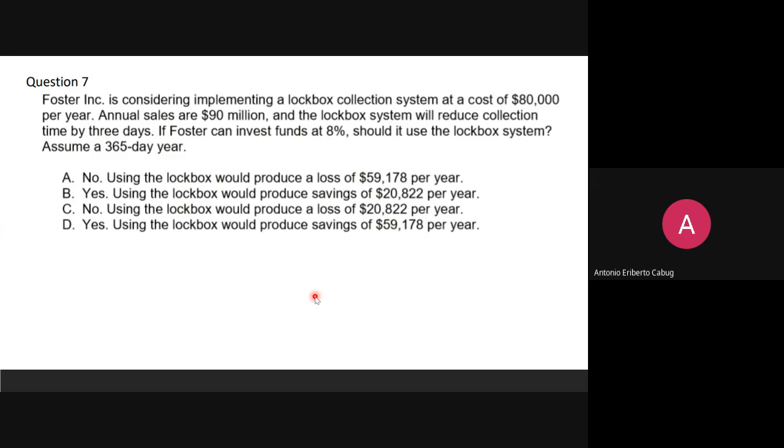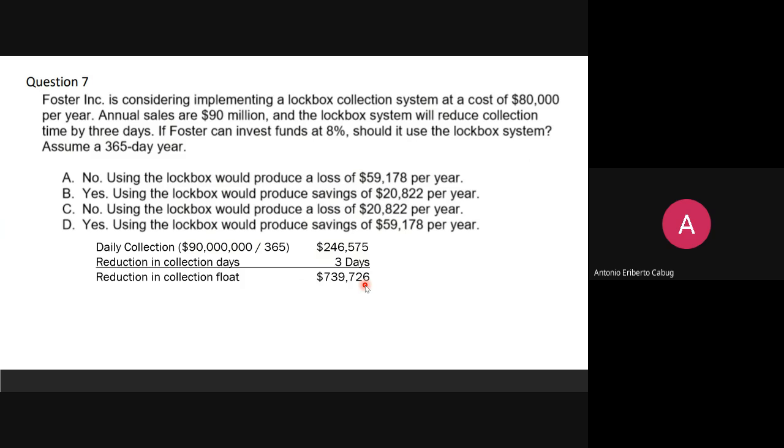Subukan natin, ha? So, the daily collection is 19 million divided by 365 days. So, kung ito yung sales, every day, if it is evenly distributed, we collect 246,575. Okay? Now, ito yung collection every day. Kung kaya natin pabilisin to ng 3 days, makukuha natin agad yung tatlo na makukuha na within the next 3 days.